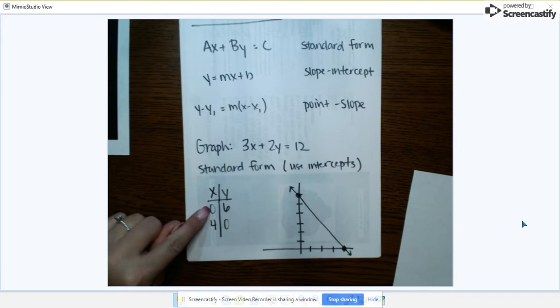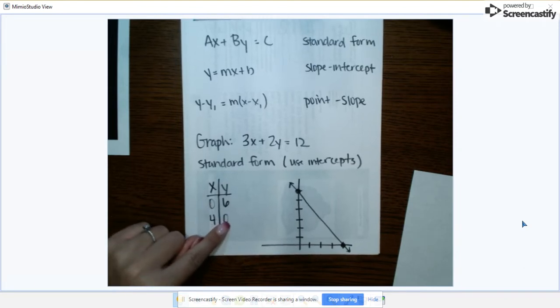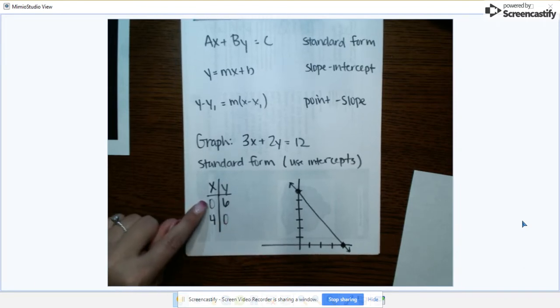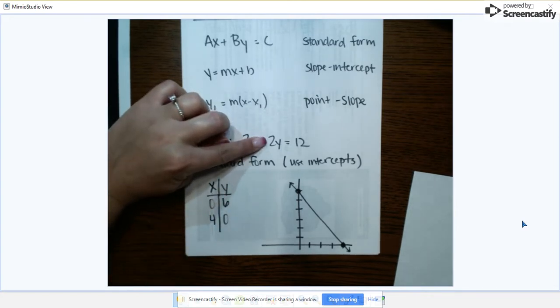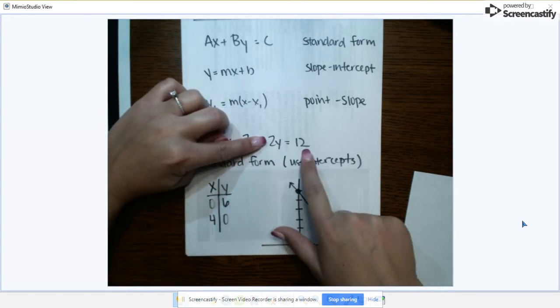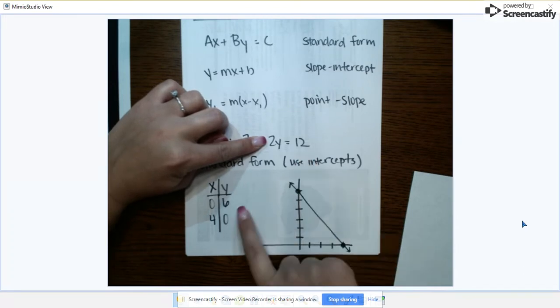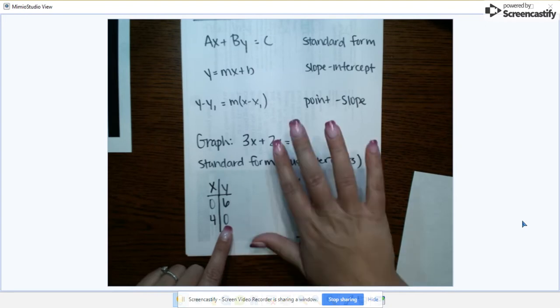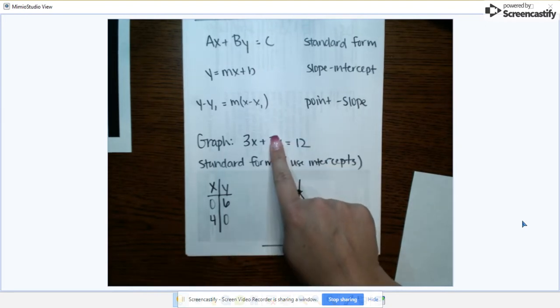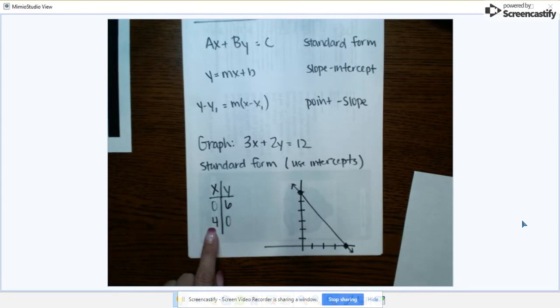I plug in 0 for x and 0 for y and find what my other value would be. So if I plug in 0 for x, 3 times 0 is 0. So that essentially goes away, and all we have left is 2y equals 12. So I divide by 2 on both sides, which is where I get the 6. Likewise, if I plug 0 in for y, that eliminates that part of my equation, and I have 3x equals 12, which is where I get x equals 4.